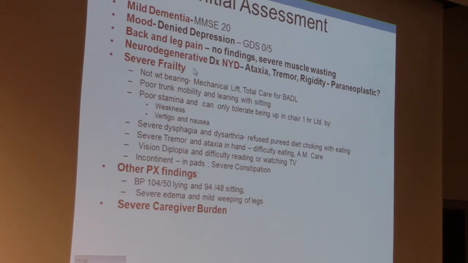And he had severe dysphagia and coughing, especially with thin liquids, and dysarthria, and severe tremor and ataxia in his hand, such that he couldn't feed himself because his hand was too shaky, and he had trouble with brushing his teeth and morning care. He had diplopia, which impaired his vision. This man was an avid reader, and he couldn't read anymore, which really distressed him, like reading the news or watching TV. He was incontinent, in pads, and had severe constipation.